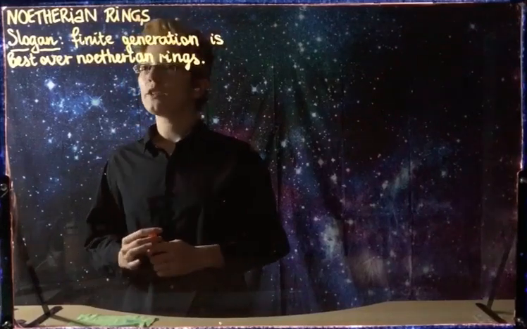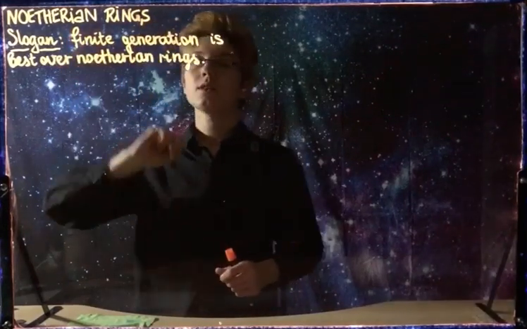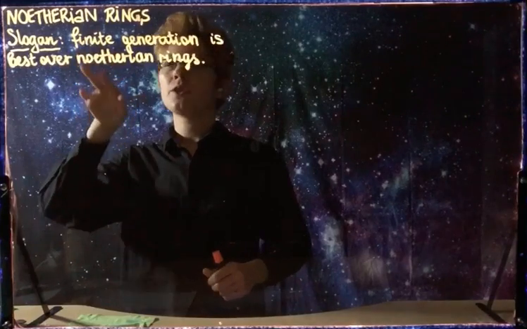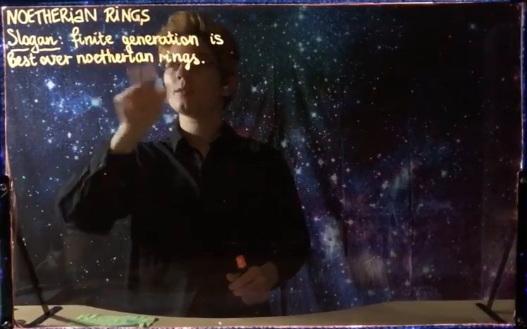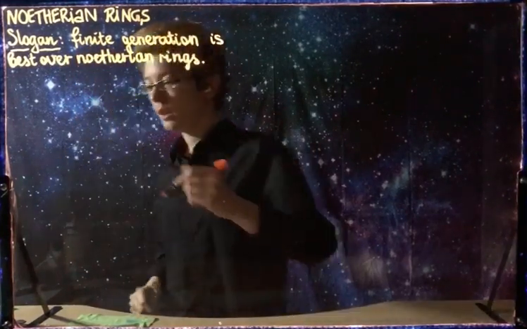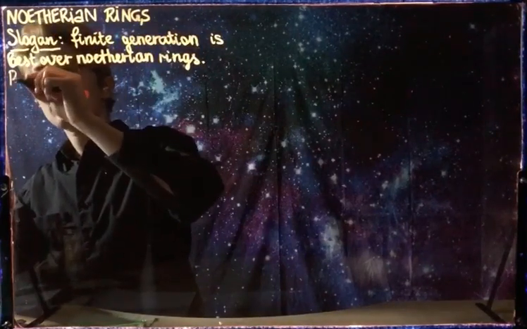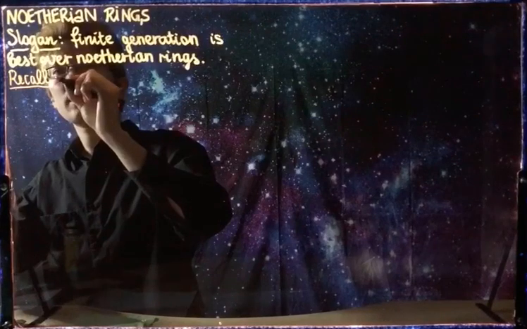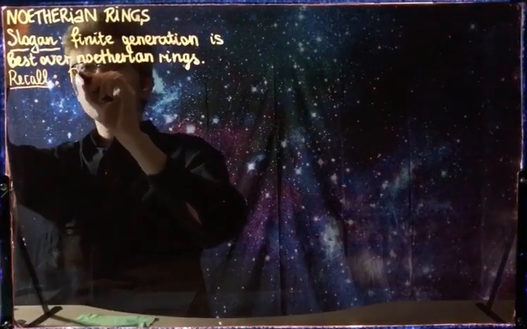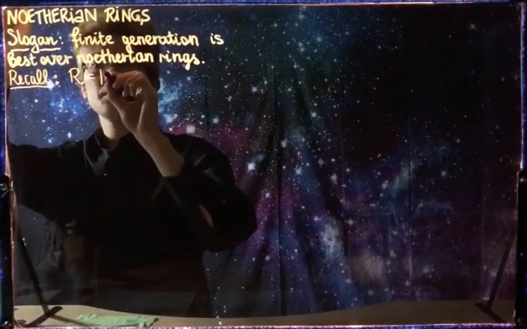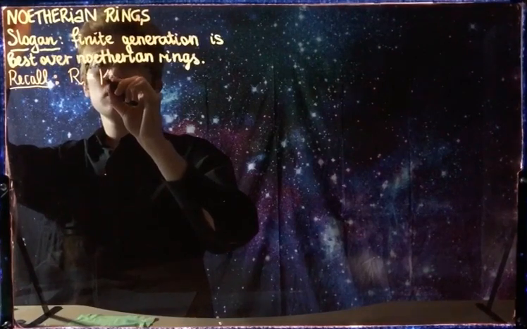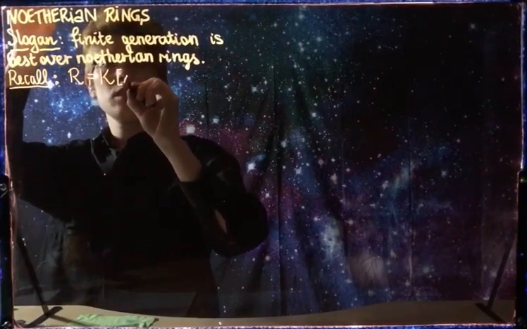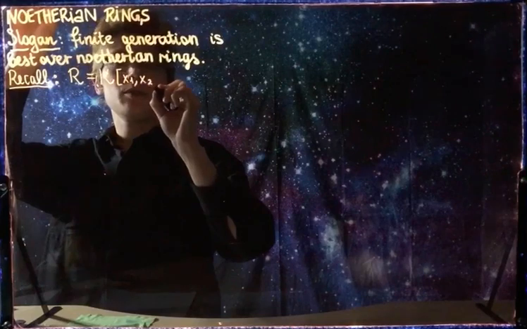This time we are going to talk about Noetherian rings, and the slogan of this lecture is that finite generation is best over Noetherian rings. Recall that we had a spooky example of a ring R over a field K in an infinite number of variables.